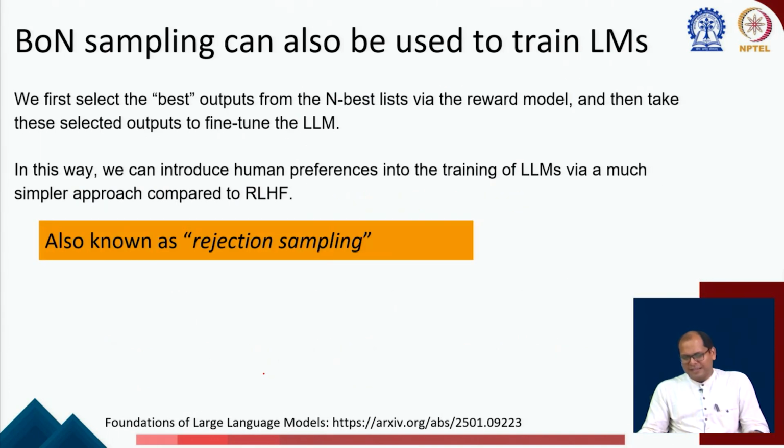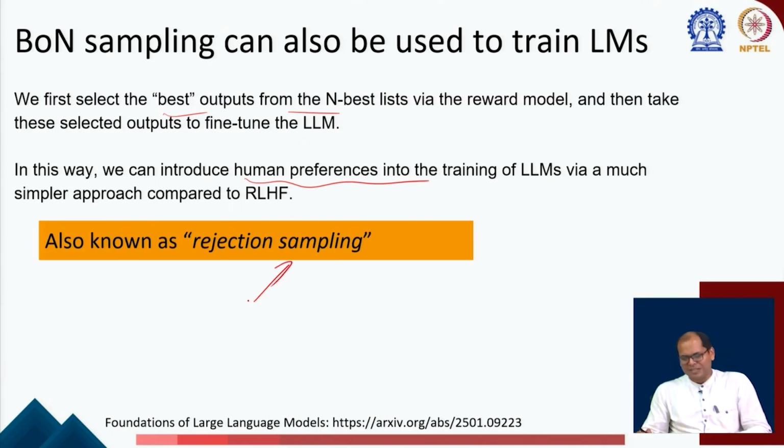Now, can I also use that to train language models? Why can't I use that for training also? I have my reward model, and I'll do the same thing. I'll give a prompt, let it generate n completions, and use my reward model to find out the best output from these n. I'll say this is my preferred response, and anything else can be my not preferred response. So I can use that to induce human preference into training by use of this reward model. And this is also known as the rejection sampling method in the literature.